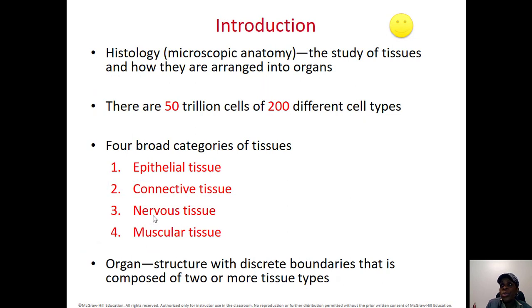Now let's introduce the whole lecture. There are four types of tissue. Now let's define histology, the study of tissues. There are 53 trillion cells of 200 different types of cell. We talked about the four types of tissues already: epithelial, top layers; connective, connecting them; nervous, with a nerve; and muscular, with a muscle tissue.